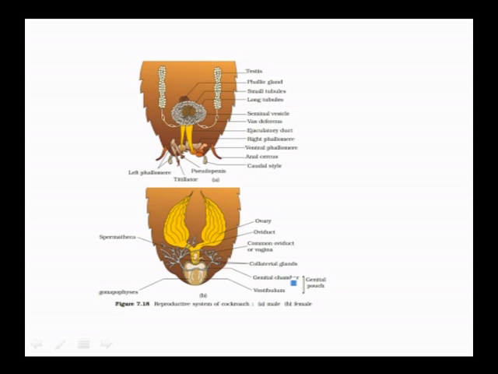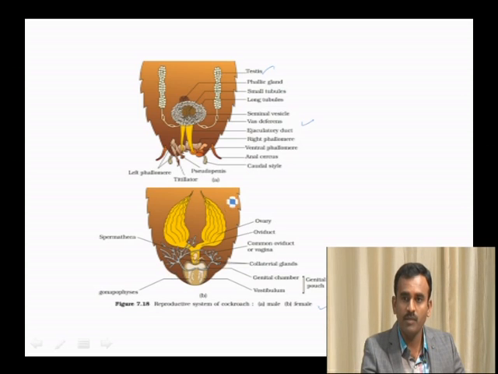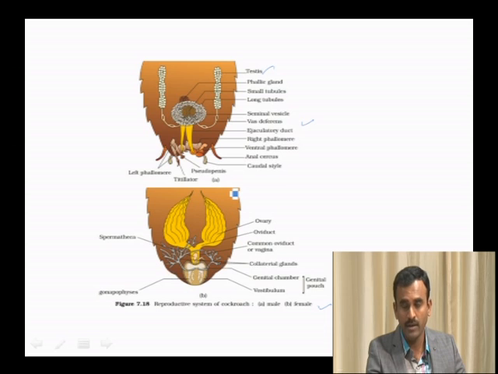These two pictures explain the reproductive system of the cockroach. This is the reproductive system of the male cockroach, and here is the female cockroach. You can see the presence of testes, and the important thing, you can differentiate between a male and a female cockroach by looking at the posterior end.